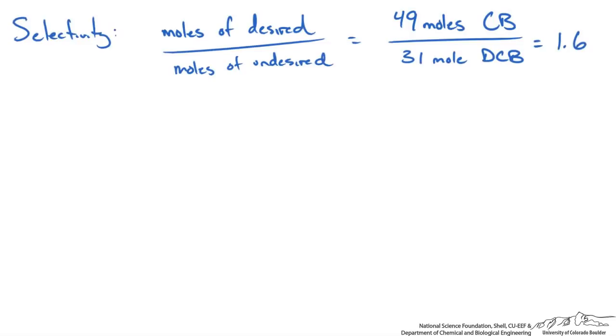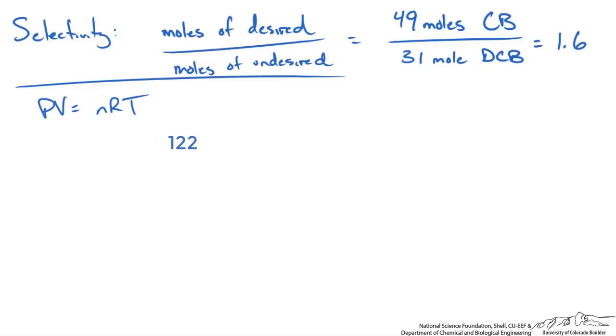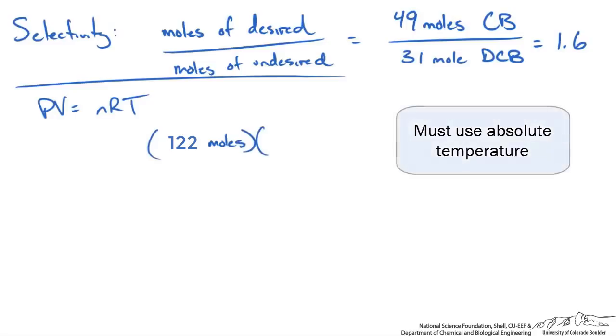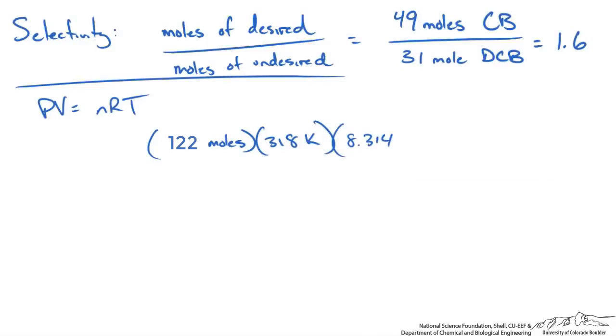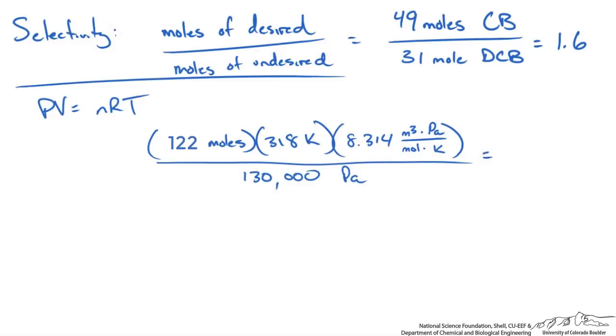Now for the volume of gas, we need to choose a gas law to use, and we already assumed the ideal gas law due to the near ambient reactor conditions. So using the ideal gas law, we have 122 moles of gas leaving. Now this is at a temperature of 45 degrees Celsius or 318 Kelvin. Using the appropriate gas constant, which here is 8.314, and dividing by our pressure, we get a volume of 4.74 meters cubed, and that's per hour based on our basis.